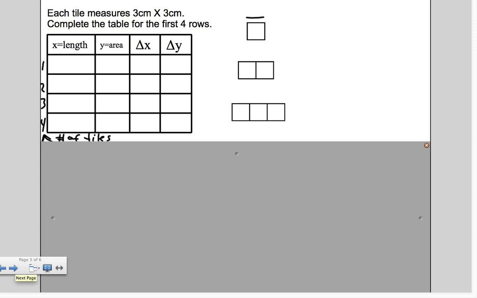With 1 tile, the length is just 3. We have 2 tiles. Where's the equation? We don't know, I'm not giving you one. So I have 2 tiles. What's the length? 6. I've got 3 tiles. Each tile is 3 centimeters by 3 centimeters. So I have 3 tiles side by side, then the length is 9. I have 4 tiles. Will it be 12? Yeah, 12. Good.